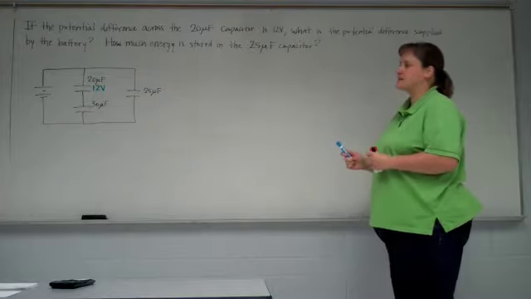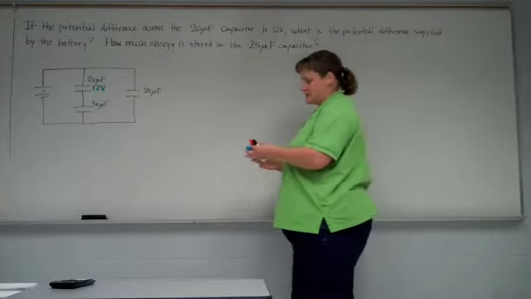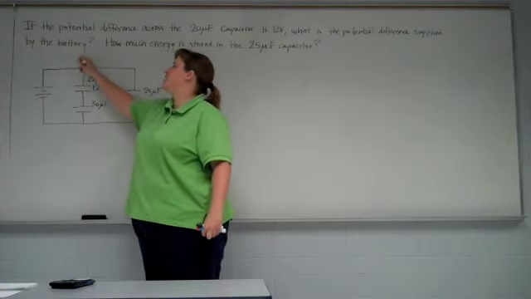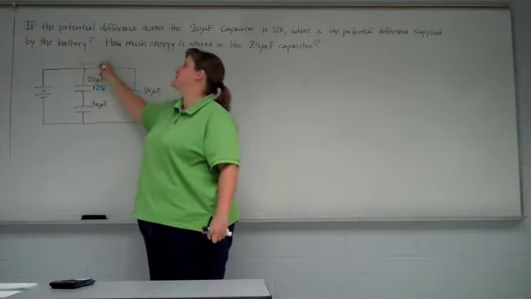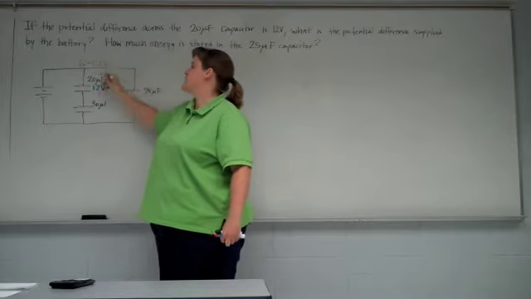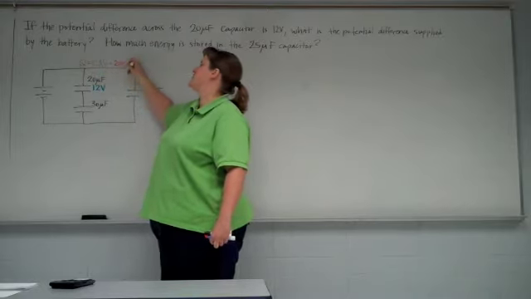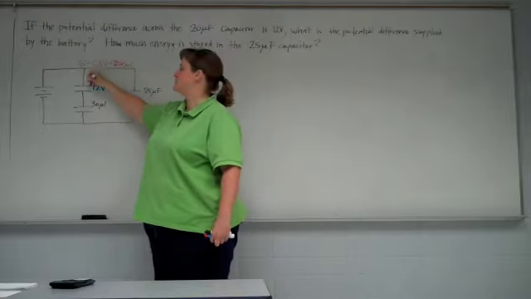If we know the capacitance and we know the voltage, we can find out how much charge. The charge is going to be the capacitance times the voltage. So 20 times 12 means there's 240 microcoulombs of charge on this one.